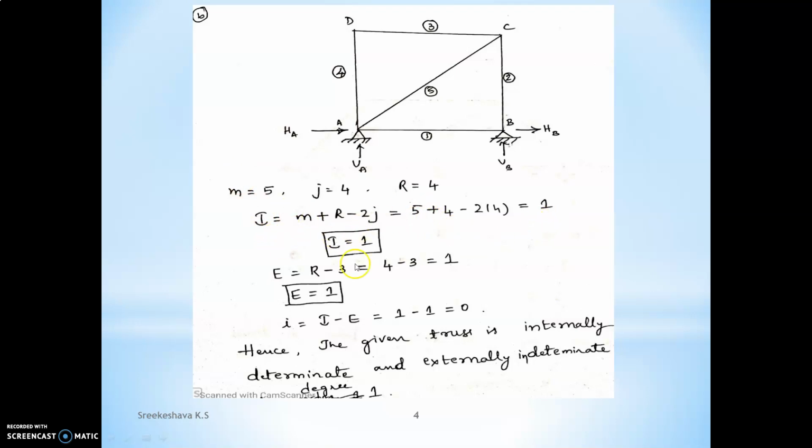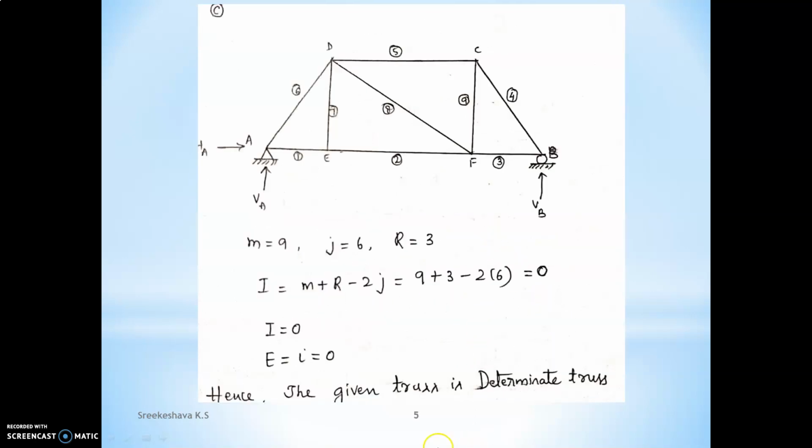You are getting 1. Compute external indeterminacy using E equals r minus 3. You are getting 1. So internal indeterminacy will be total indeterminacy minus external indeterminacy. It will become 0. Hence the given truss is internally determinate and externally indeterminate to degree 1. Clear? We move on to the next problem.